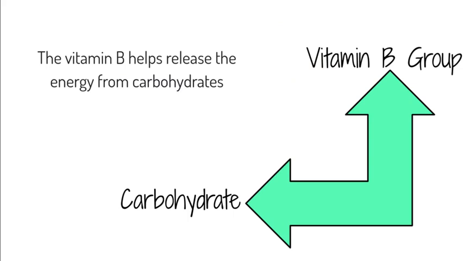Okay, on to vitamin B and carbohydrate, or the vitamin B group and carbohydrate. So straightforward, vitamin B helps release the energy from carbohydrates. So we know that vitamin B has got other functions, but we want to know how it works with carbohydrate. So vitamin B, or the vitamin B group, helps to release the energy from carbohydrates.